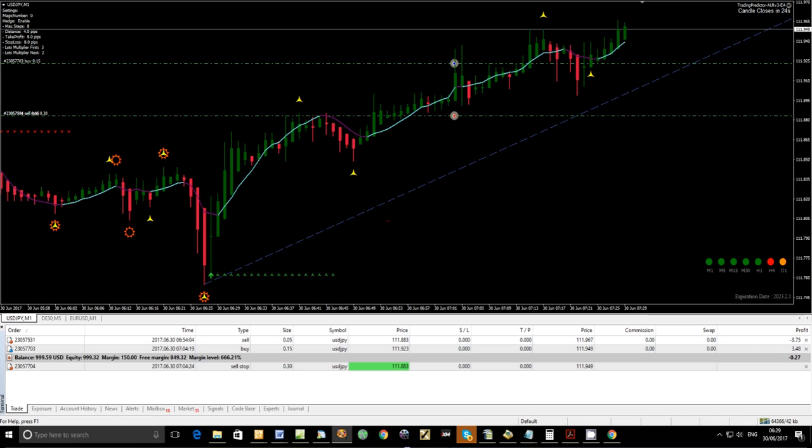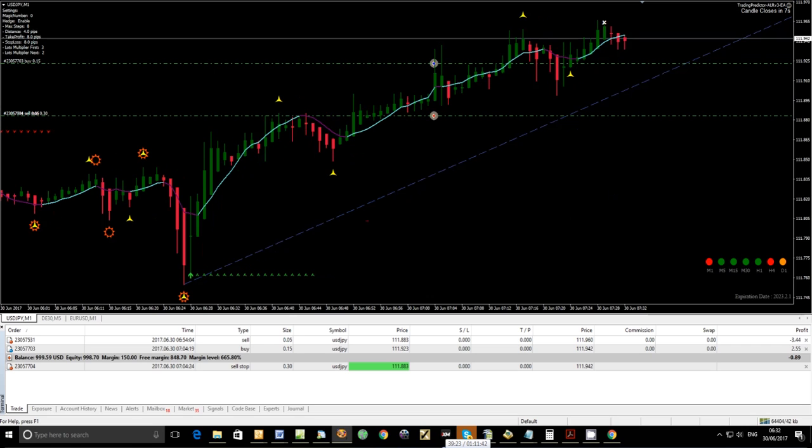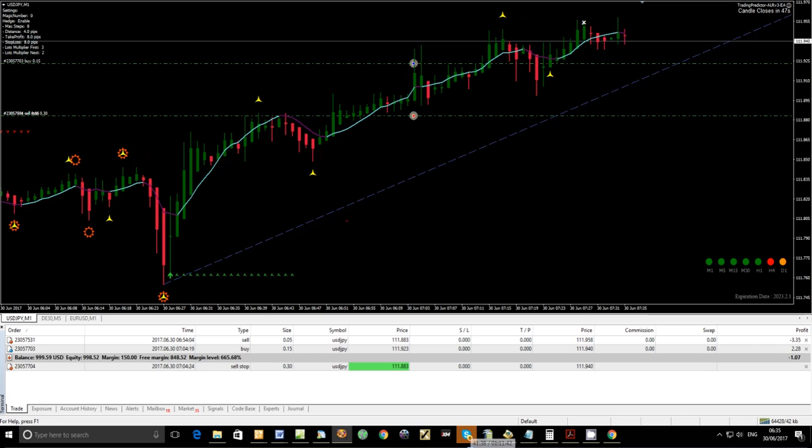So let me move this forward to see where it goes. Again, another temporary reversal, but that's just the way the markets move.